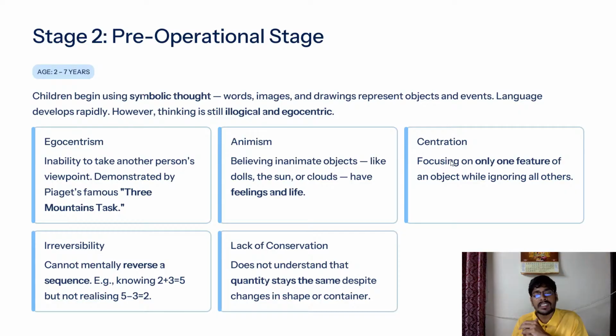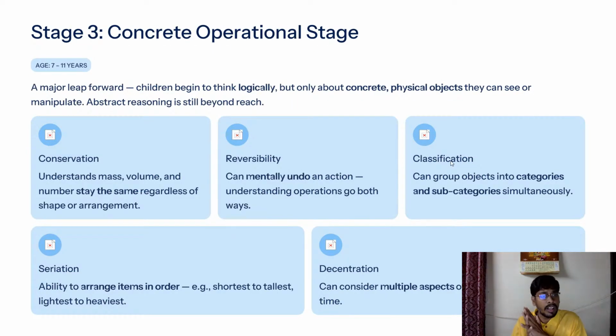And lack of conservation. The child does not understand that quantity stays the same despite changes in shape or container. Even the children don't understand that the quantity stays the same. So it's a lack of conservation. So illogical and egocentric thought process is more during the pre-operational stage, that too when a child is between 2 to 7 years old. And the third one is the concrete operational stage.